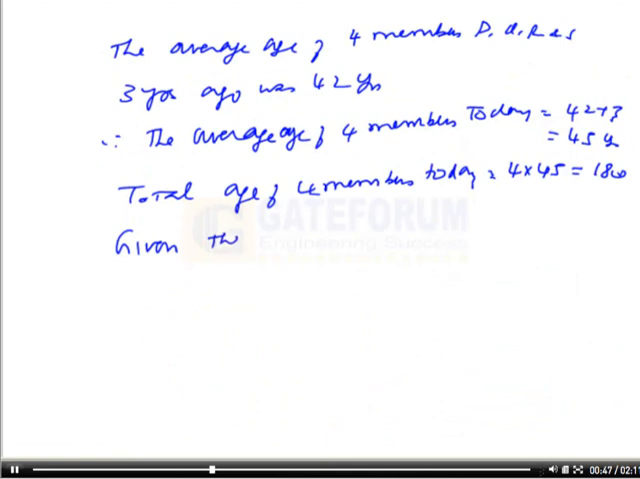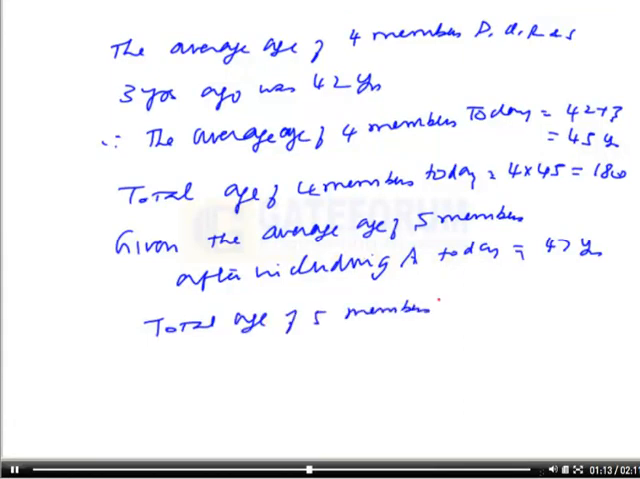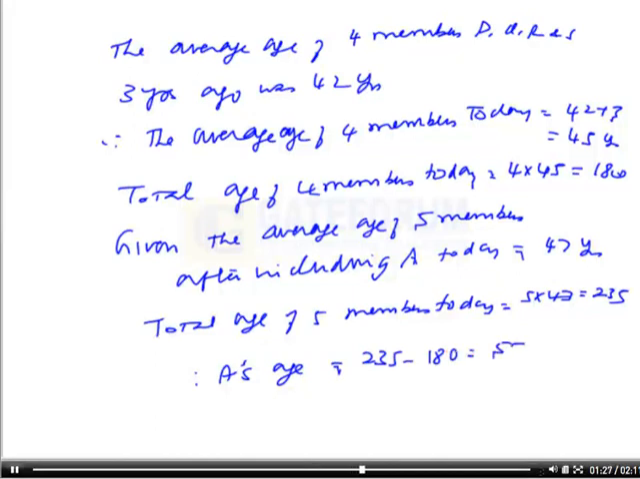Given the average age of 5 members after including A today is 47 years. So the total age of 5 members today will be 5 into 47, 235. Therefore, A's age is equal to 235 minus 180, that is 55 years.